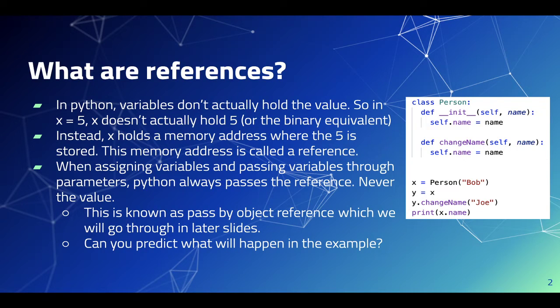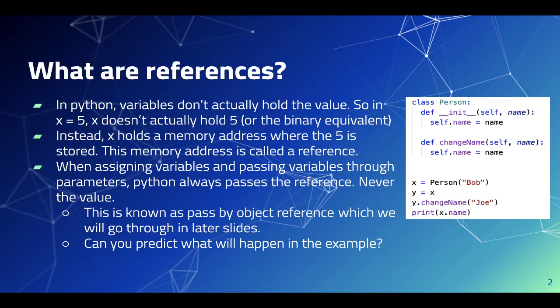We have a class called Person. We have an init method, as we covered last class. It's required to make an object, or an instance of a class. We take in the name, and we assign that to an instance variable. We have a changeName method that changes the name. So if we have x is a Person object, and we pass in Bob, we set y is equal to x, we do y.changeName to Joe, and we print x.name.